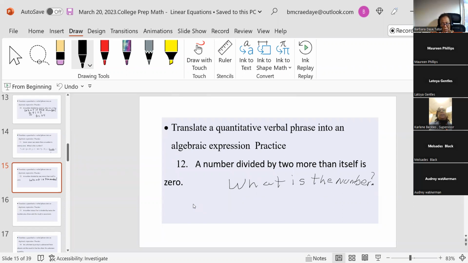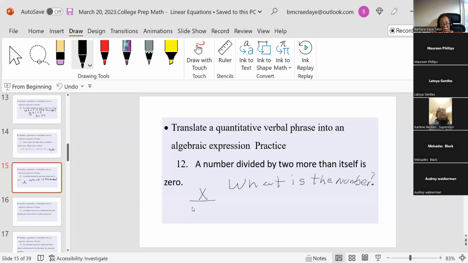So now we divide. What should I write, Maureen? I would say X divided by 2 is 0. X, that's your number. Now divided by 2 more than itself. So what goes here? 2 plus 2. Divided by 2 more than.